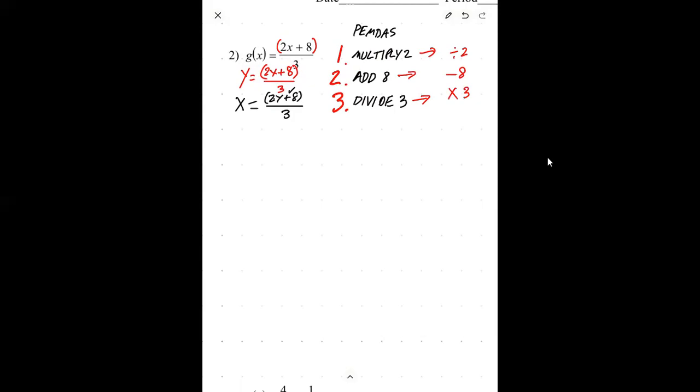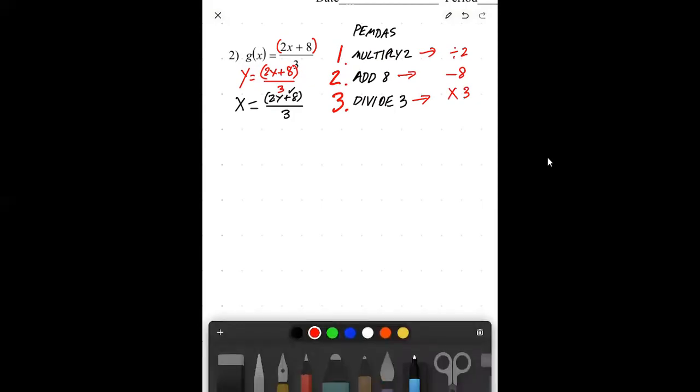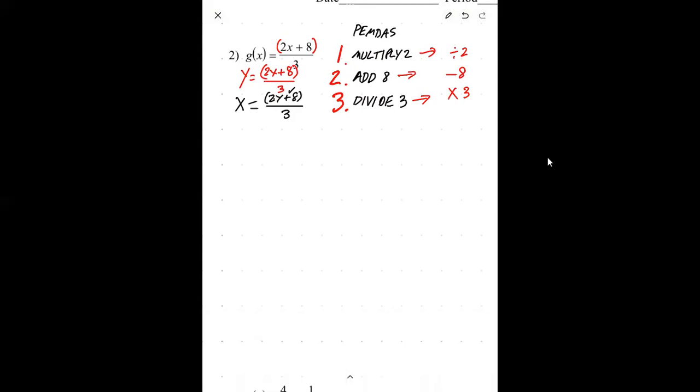Now, okay, so we've got those. Those are pretty simple. Those are very simple. Now, we're just going to reverse the order. We're going to do this operation first. We're going to do this operation second, and we're going to do this operation third. So we just reverse the order. So we take the inverses, and now we're reversing.